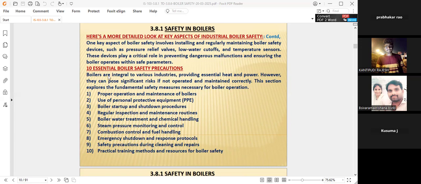See, boilers are an integral part of various industries, providing essential heat and power. However, they can pose a significant risk also. Definitely hazards are also there. We will discuss the boiler hazards earlier only. Apart from this, these are the safety precautions to be taken care of.